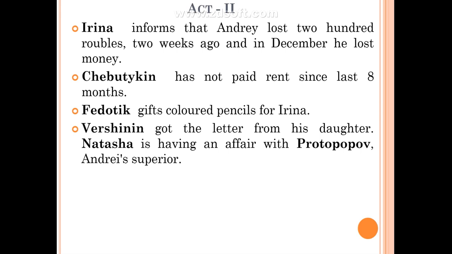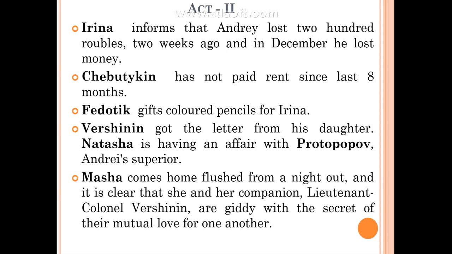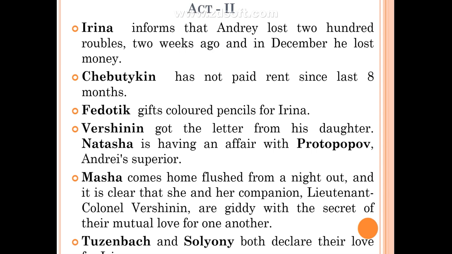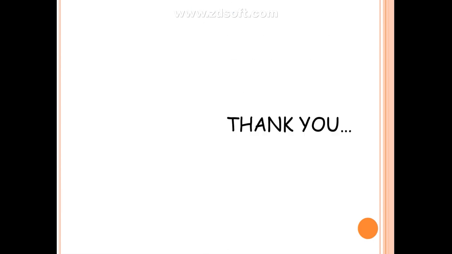In the latter part of this act, we come to know that Natasha is having an affair with Protopopov, and that Protopopov was Andrei's superior. He is the chairman of a district council. Now Masha comes home flushed from a night out, and it is clear that she and her companion, Lieutenant Colonel Vershinin, are giddy with the secret of their mutual love for one another. So Masha wants to get married to Vershinin, but Vershinin was already twice married. And Masha was attracted towards Vershinin only for his philosophic views. And she also has pity on Vershinin. Why? Because Vershinin got such a kind of wife who is very crazy. And then Tuzenbach and Solyony both declare their love for Irina, or they declare that they want to get married to Irina. And here the second act ends.